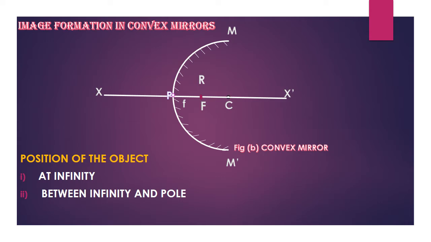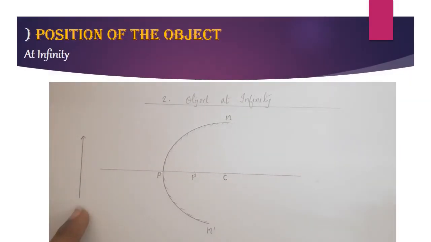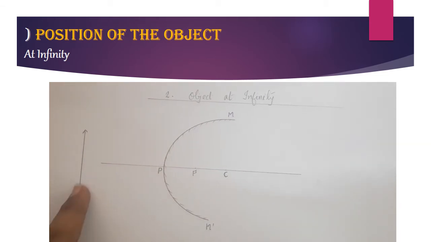So the two positions where the object can be kept are, the first one, the object is kept at infinity. Second, the object is kept between infinity and pole. So now let us understand where we get the image, or what is the nature and size of the image that is obtained when we keep the objects in these two particular positions. The object is kept at infinity. Children, you can see that the object is kept far away from the mirror.